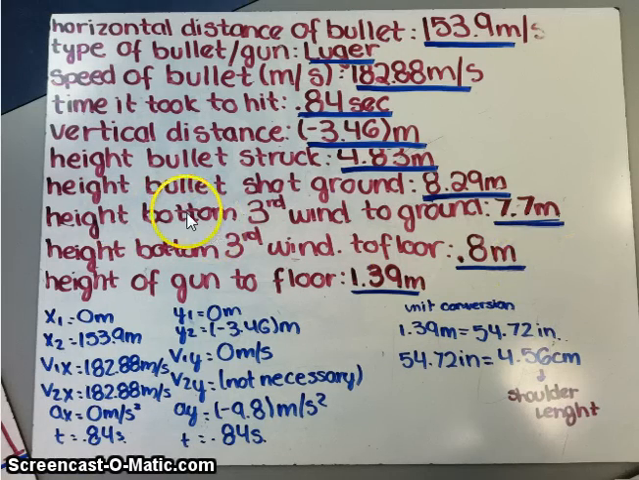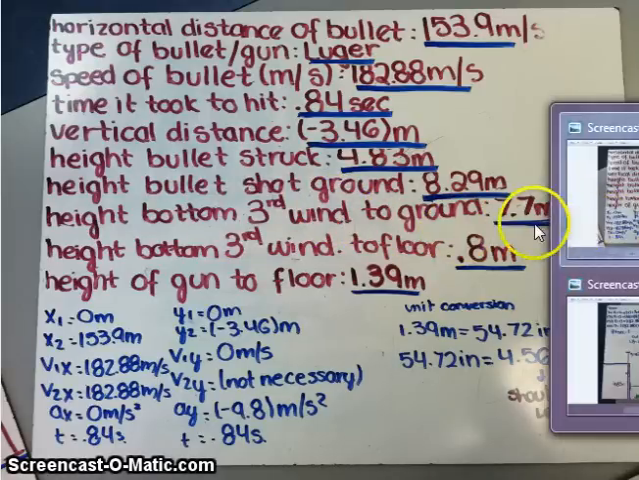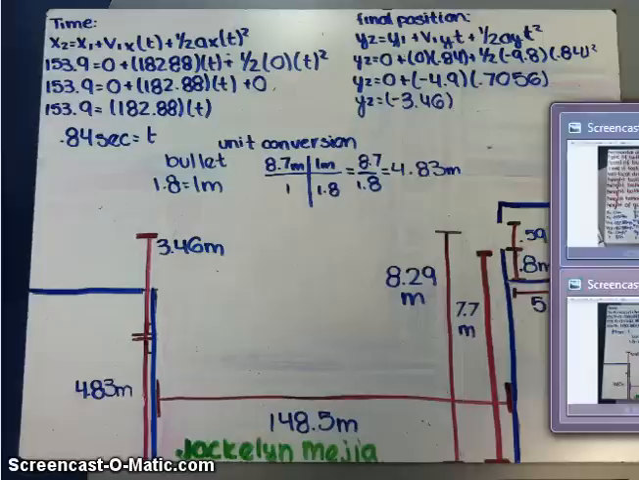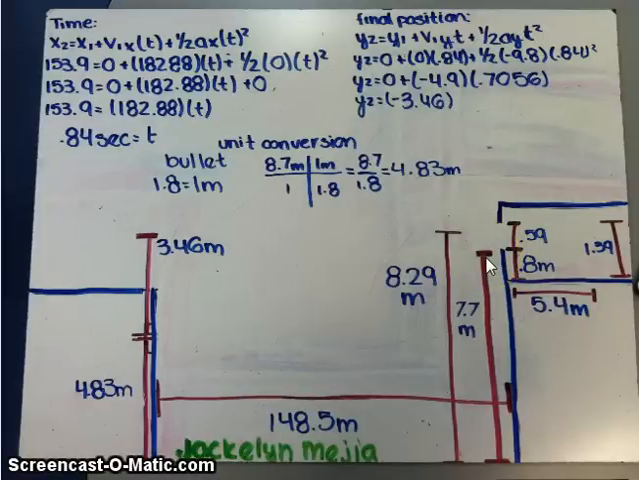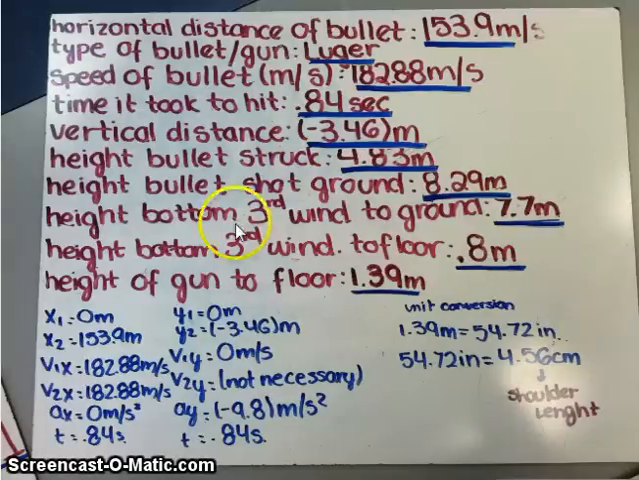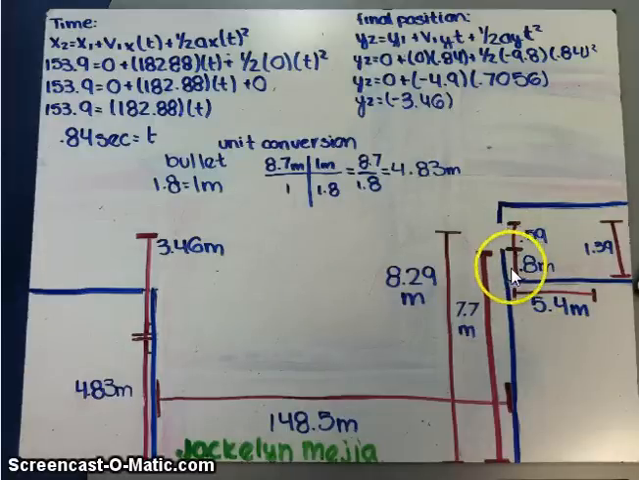We then need to find the height from the bottom of the third window to the school ground, and we got 7.7 meters using the same picture with a different reference of 1 centimeter is equal to 1 meter, so that gives us 7.7 meters. And then we need to find the height of the bottom third window to the floor. I measured it to be 80 centimeters, and I converted that into meters, giving me 0.8 meters.